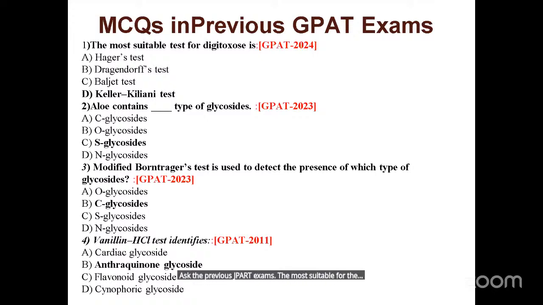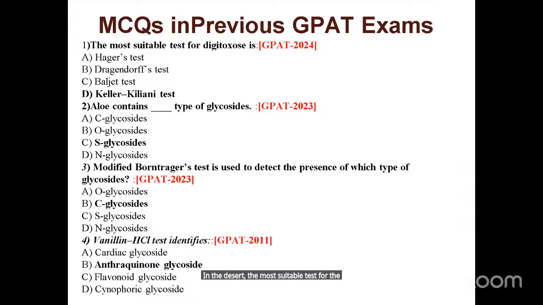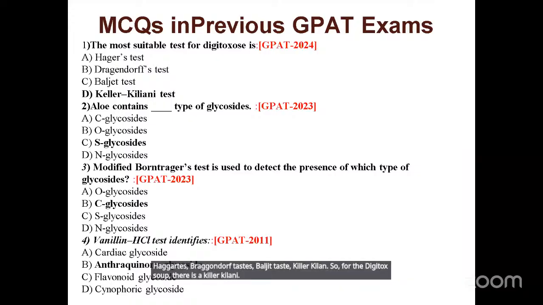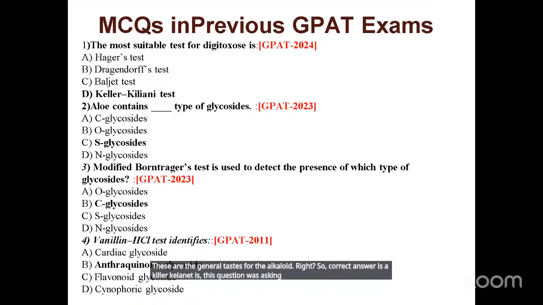The most suitable test for digitoxose is Hager test, Dragendorff test, Baljet test, Keller-Kiliani. So for digitoxose, there is Keller-Kiliani, right? Keller-Kiliani, as I already told you, is for the deoxy sugar, and digitoxose comes under that. That is a bufadienolide. Baljet test we have discussed for the cardenolide C23 glycoside. Hager's and Dragendorff, these are the general tests for the alkaloid, right? So the correct answer is Keller-Kiliani test. This question was asked in GPAT 2024.